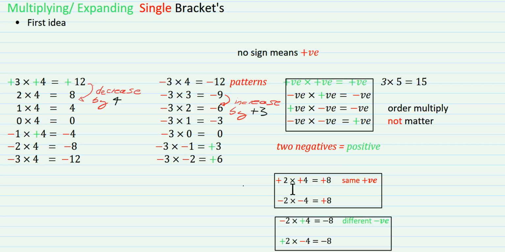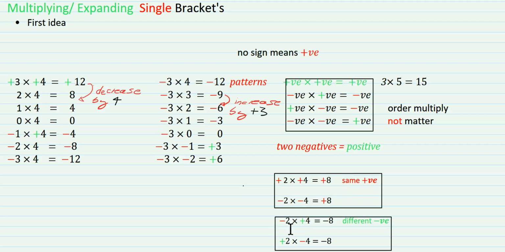+2 times +4. The two signs are the same, yeah? Positive. So the result is positive. -2 times -4. They're the same. The signs are the same. And we said 2 negatives multiplied together give a positive. Okay? So if the signs are the same, either both positive or both negative, you get a positive.